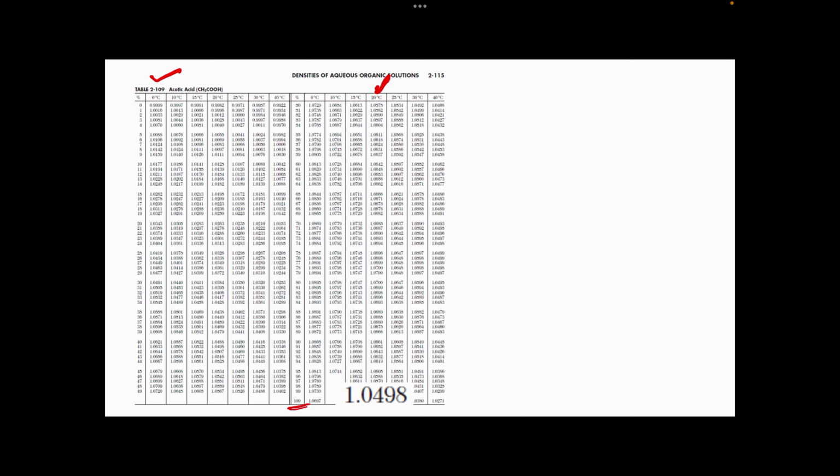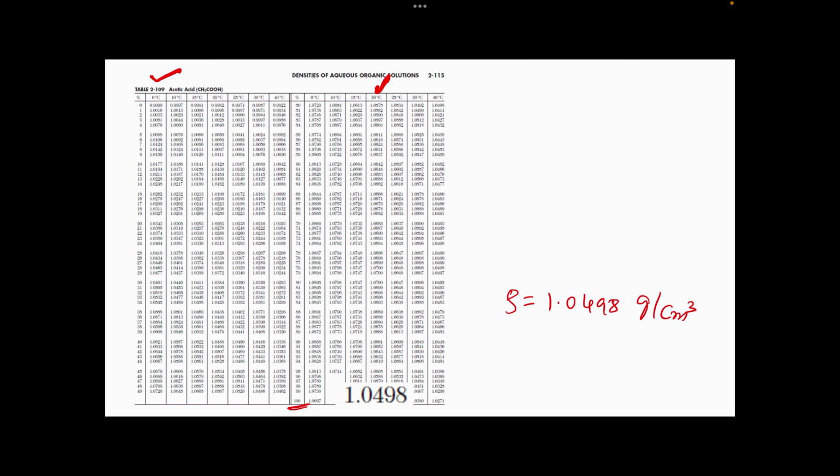For 100% acetic acid it is 1.0498, and if you see the bottom, the units are given, that unit is nothing but rho is equal to 1.0498 gram per centimeter cube. This is the density of acetic acid. So what is the next question? That is specific heat capacity of liquid water at 80 degree centigrade.